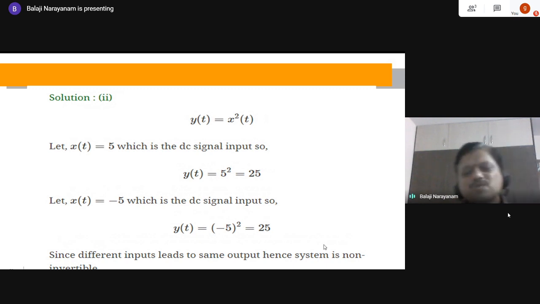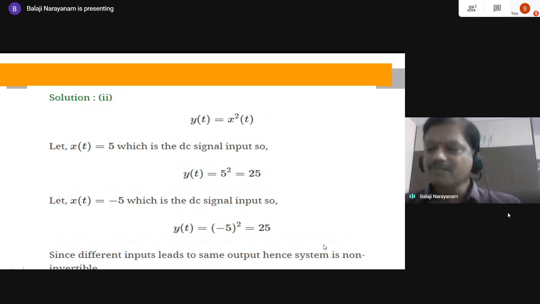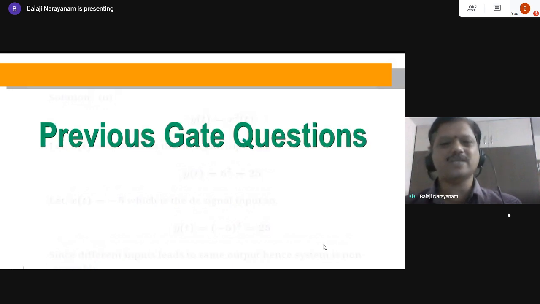Though we applied plus 5 as one input, in the second case we applied minus 5 as another input. Though we applied two different inputs, the output we got is the same for the two different inputs. Since different inputs lead to the same output, hence the system is non-invertible.